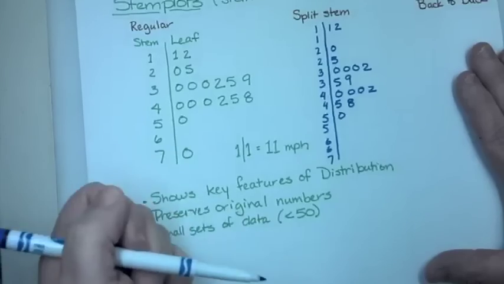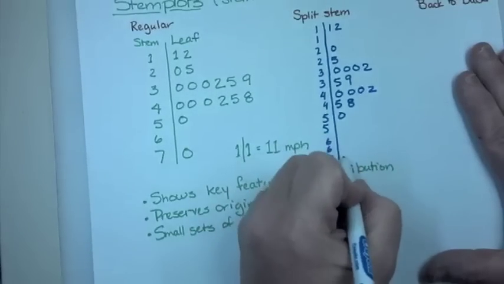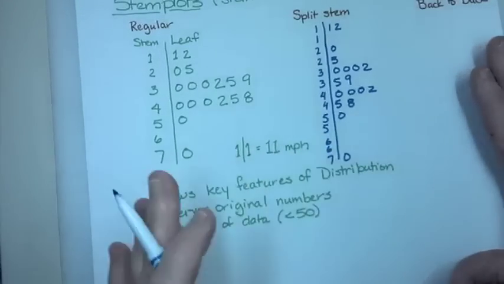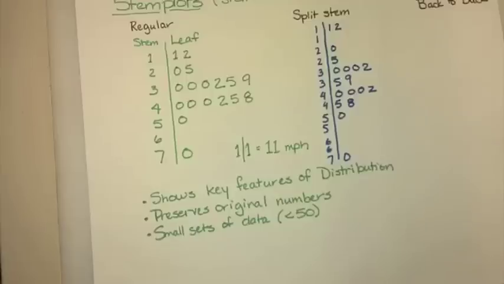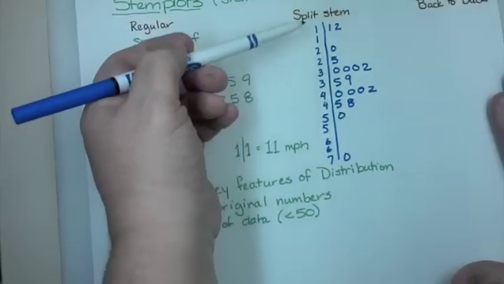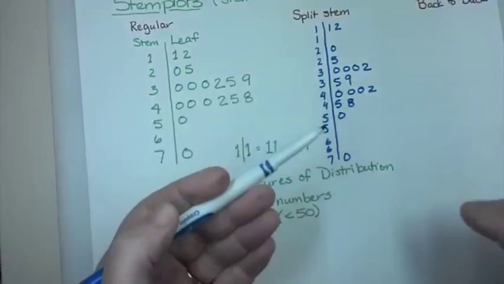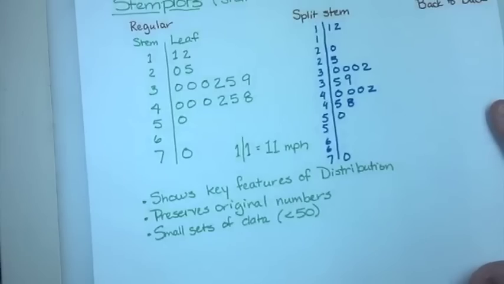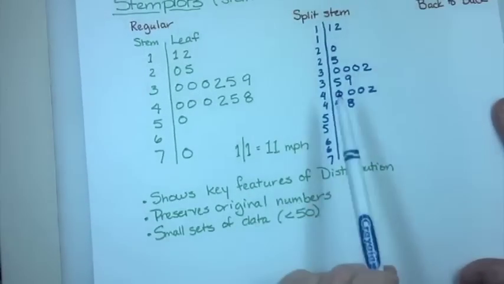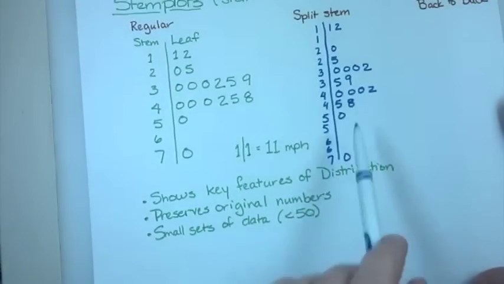Sometimes it's a good idea to break it down like this, especially if you only have a couple decades of intervals, like you're going from 10 to 35. Then you can break it down into the split stem so that you have a few more bins to put things in. And it changes the distribution a little bit, but not a whole lot.